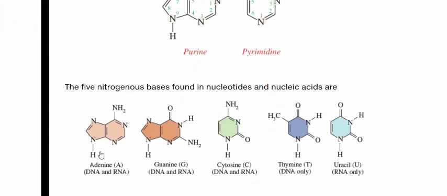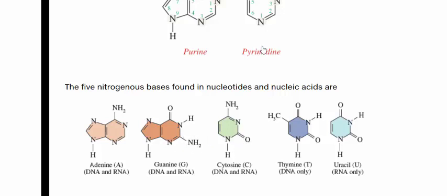On the slide here are the 5 different nitrogenous bases found in nucleic acids and nucleotides. Adenine is classified as a purine, as is guanine. And we notice the difference between adenine and guanine is that in the 6th position, the adenine has an amino group, and in guanine, the 6th position has this carbonyl group. Also, guanine has an amino group coming off the 2 carbon.